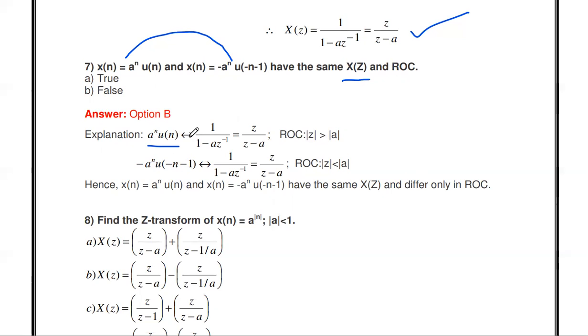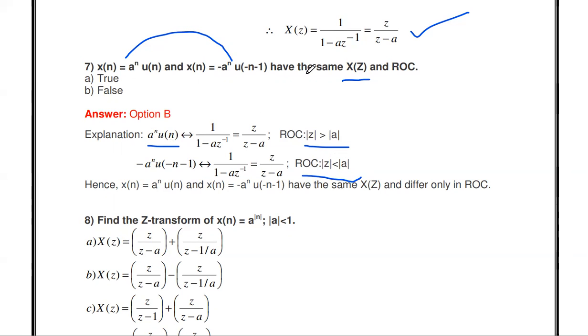According to the property of ROC of the Z transform, if the signal is a causal sequence, the ROC is modulus of Z greater than that A value. If it is an anti-causal sequence, the ROC is modulus of Z less than A. These are the conditions.